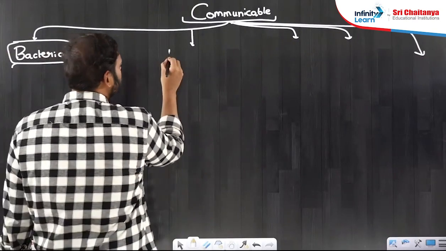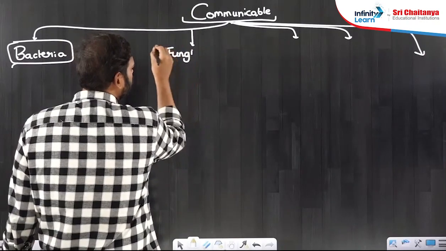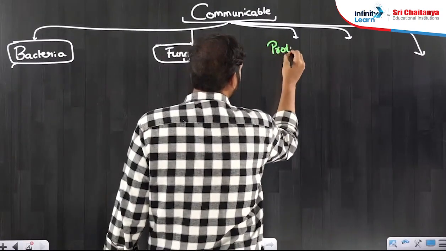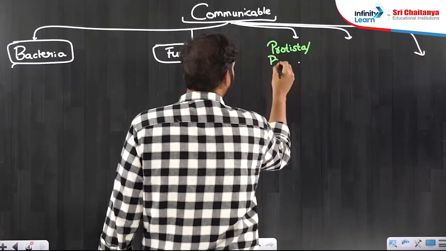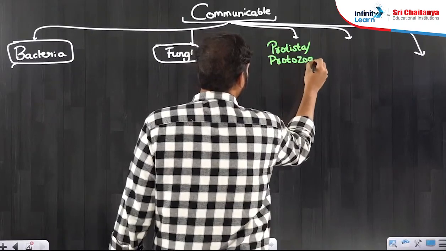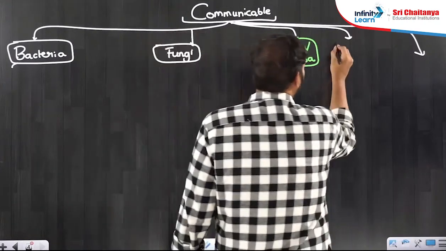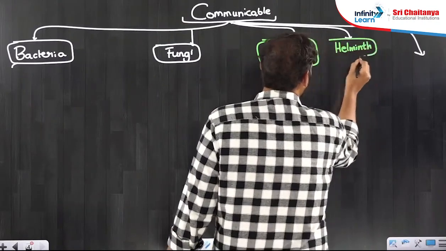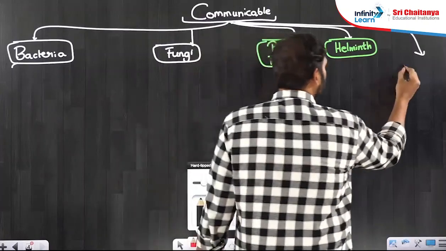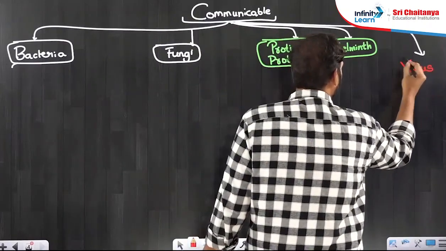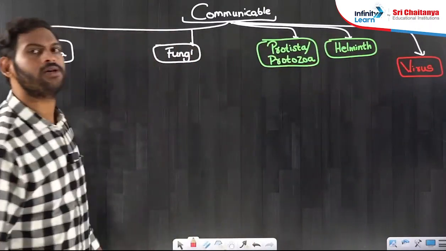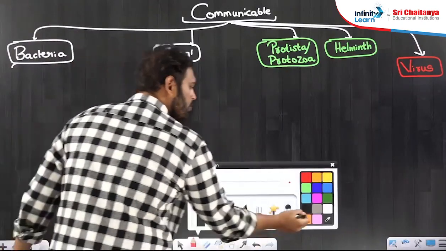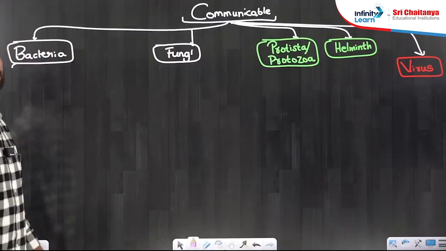Diseases caused by fungi. Diseases caused by protozoan or protistans. You can write here protista or protozoa. Same time, diseases caused by helminth, platyhelminth and nematohelminths, tapeworms and roundworms. And the most dangerous diseases caused by viruses. These are mainly 5 categories which are actually acting as pathogens for us. So we'll see. I'll give you some examples.